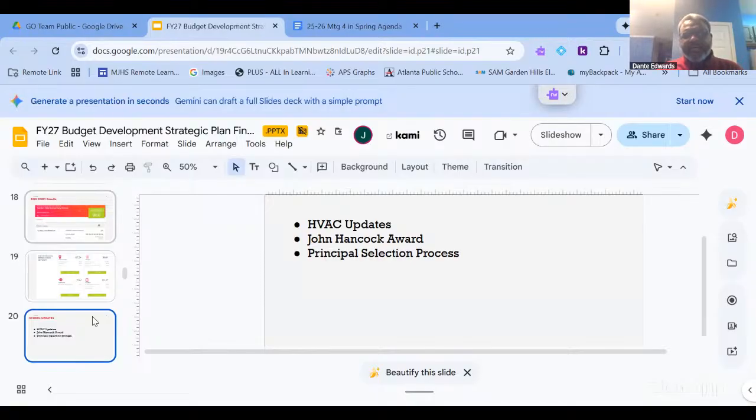And then the principal selection process is up and running. The job was posted this month. Interviews should happen next month, and then by the March board meeting, there should be some type of announcement. I have a question about that. They sent the date as February 13th, which seems like there's probably a lot going on at Garden Hills that day because there's the Black History performance, it's Valentine's Day, the day before a week off.